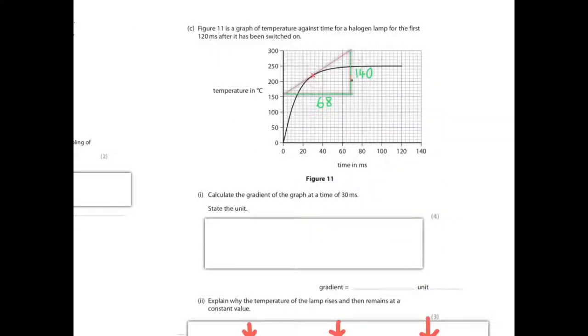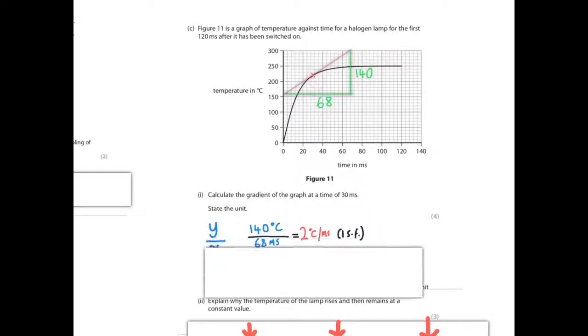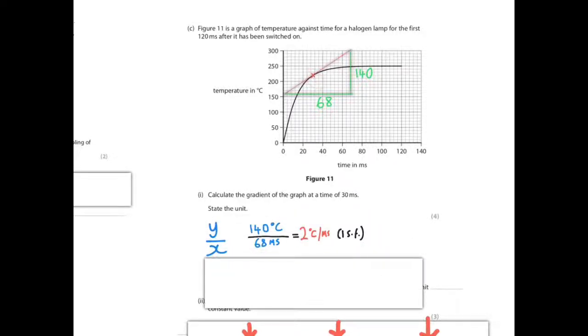Now to work out gradient, you do y divided by x. So far, just by doing this, you'd have got quite a few marks. So y divided by x is 140 divided by 68. So 140 degrees Celsius divided by 68 milliseconds. And you need to state the unit. Now this isn't a unit we use commonly in science at all, but you have to work it out. So we're dividing degrees centigrade here by milliseconds. So the unit would be degrees centigrade per millisecond.